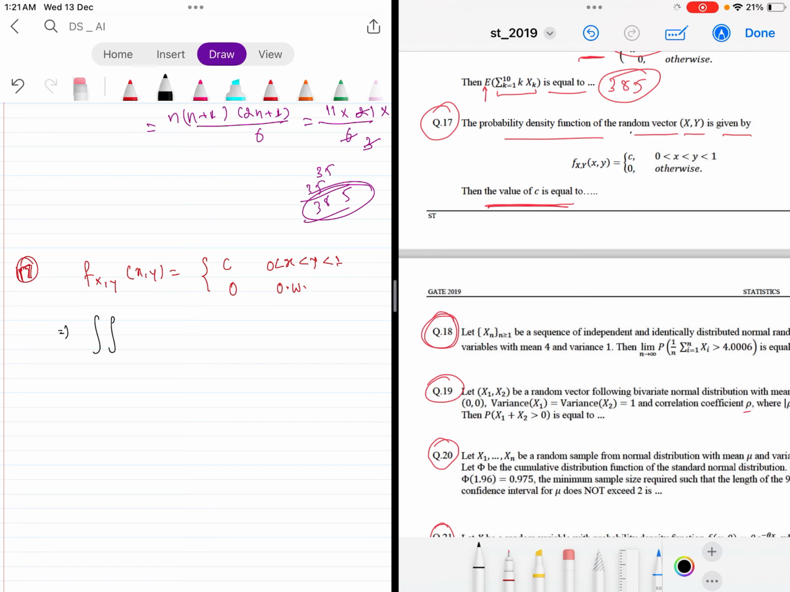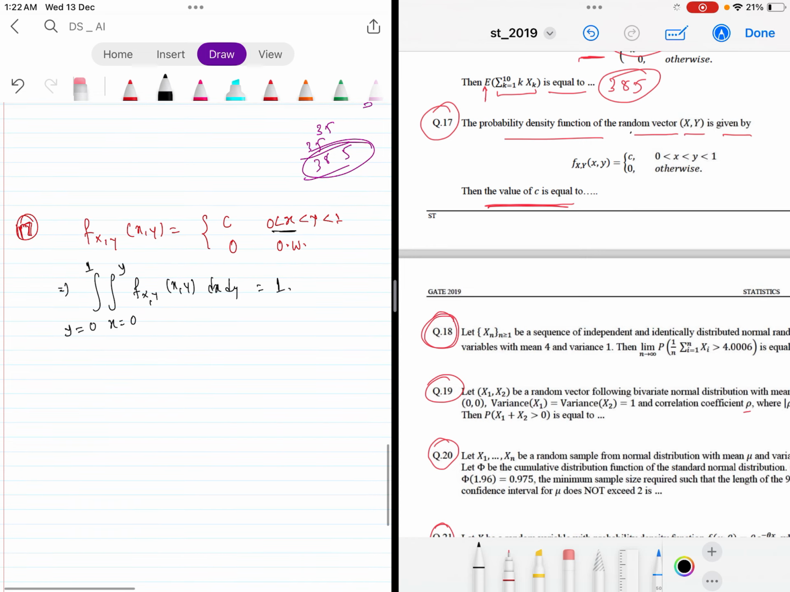So for x the limit will vary from 0 to y, and for y the limit will vary from 0 to 1, right? And if you integrate f(x, y) dx dy, then it should be equal to 1, right? Then we will get the value of c. So for y equal to 0 to 1 and x equal to 0 to y, this probability density function is given as c, dx dy is equal to 1.